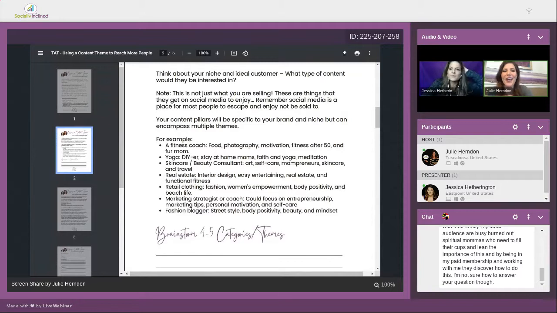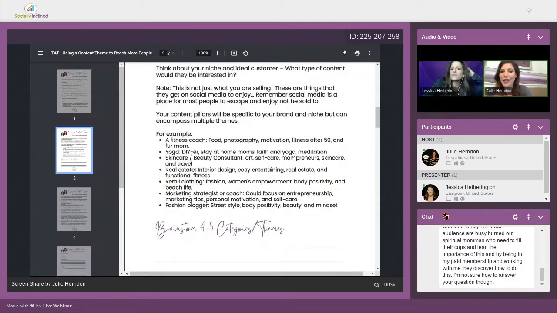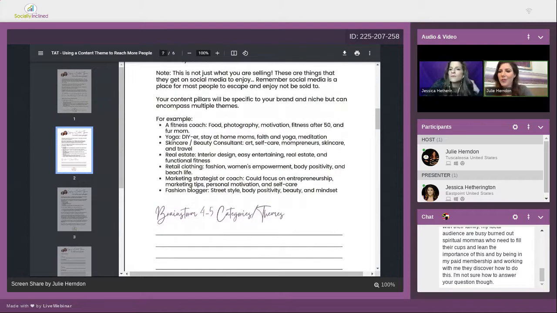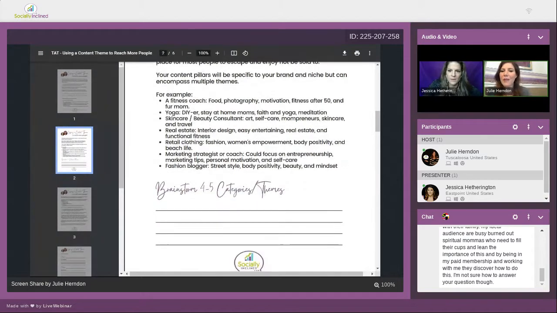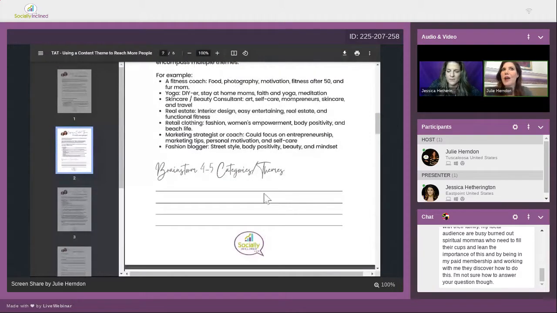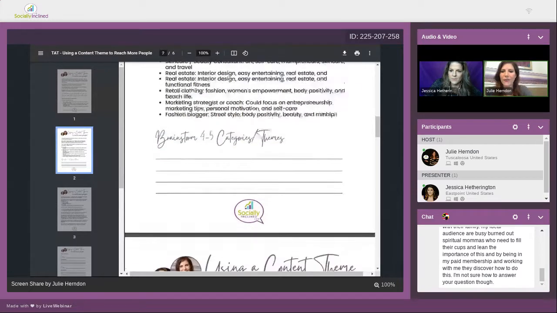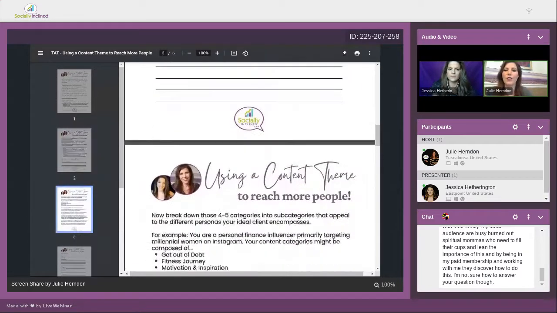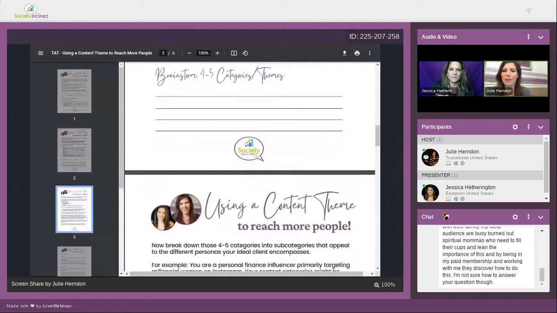So again, we've thrown several examples here that you can read through. We want to help you, the people that are on here live, with what yours are and critique those. But for the main part, you're looking for those 4 or 5 that are really going to be what your target market would want to escape and be on social media for and really enjoy seeing in their feeds. So we've got a little place for you to write down your 4 or 5 top categories.